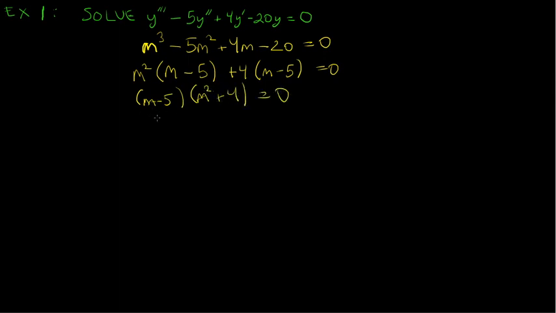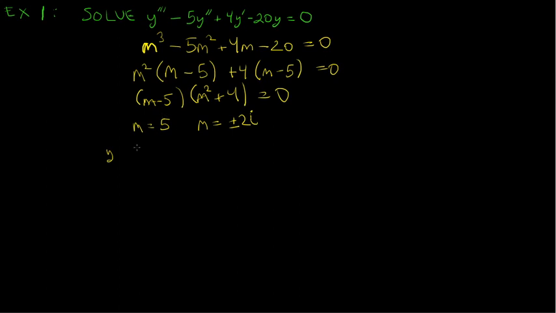So when you solve m minus 5 equals 0, you get m is equal to 5. And when you solve m squared plus 4 equals 0, you get m is equal to plus or minus 2i. Sorry, that's an i. And so these are the solutions to the auxiliary or characteristic equation. And so that gives us the solutions to the original differential equation for y.